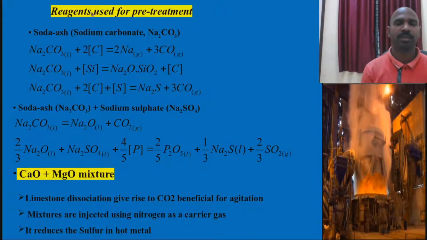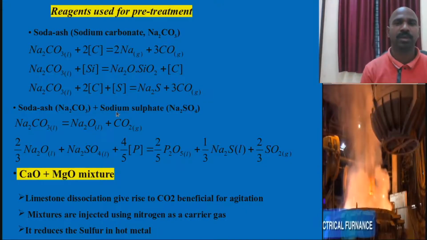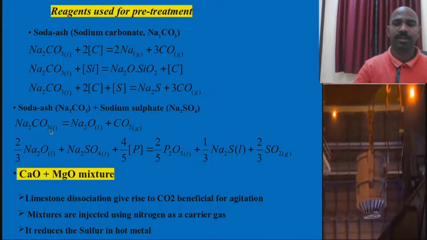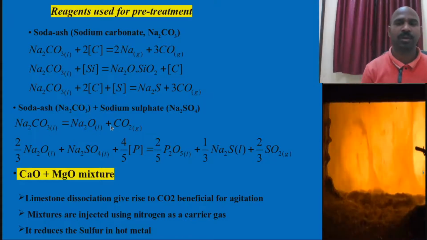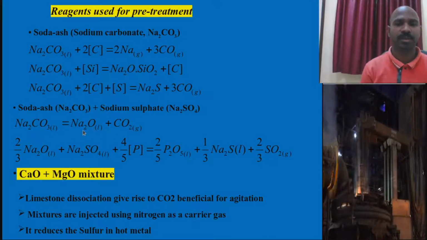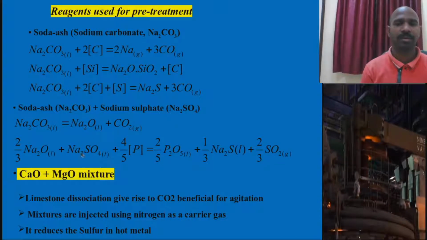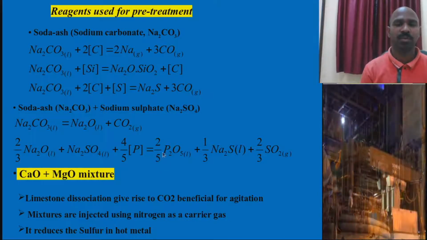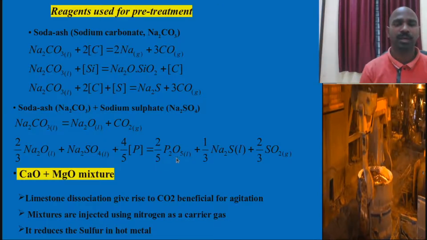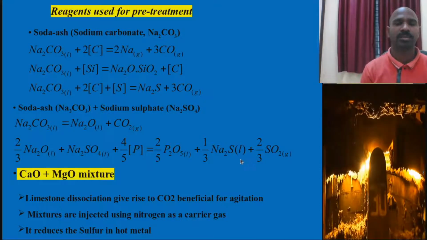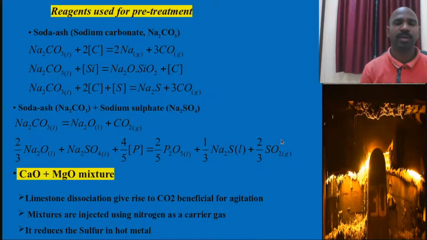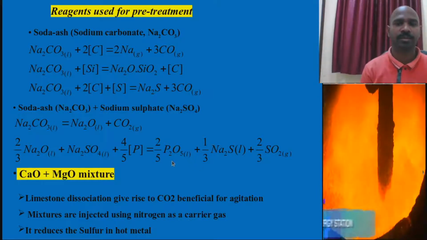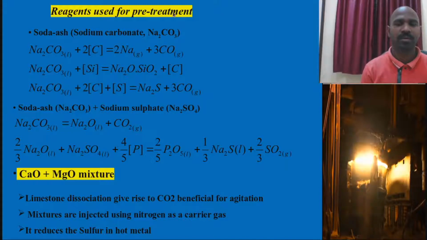Another reagent is a combination of Na2CO3 and sodium sulfate. At this temperature Na2CO3 dissociates into Na2O and CO2. This Na2O mixes with Na2SO4 and reacts with phosphorus in the liquid pig iron, giving products such as P2O5 as liquid slag, Na2S as liquid slag, and SO2 gas. It means sulfur is reduced to some extent and phosphorus is also reduced to some extent in the pretreatment process.